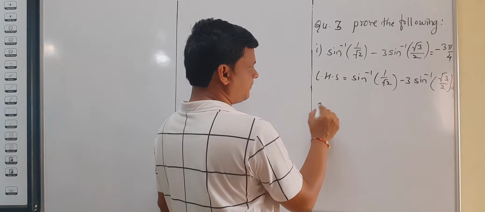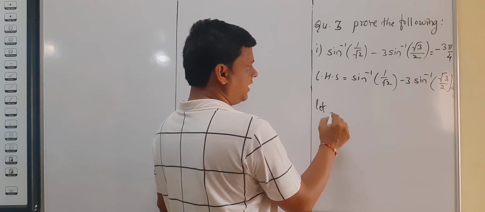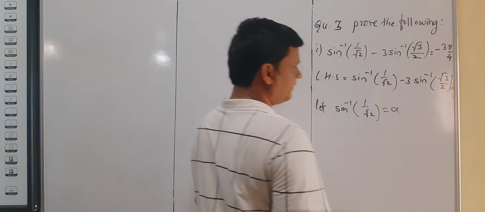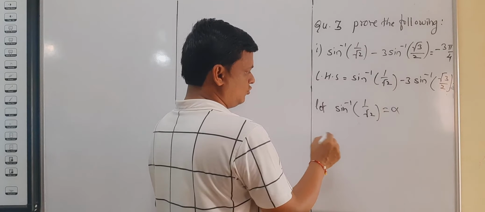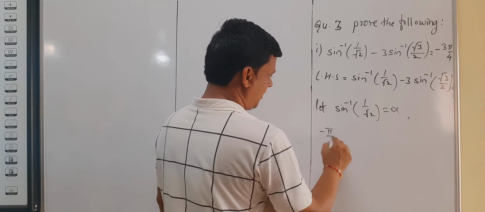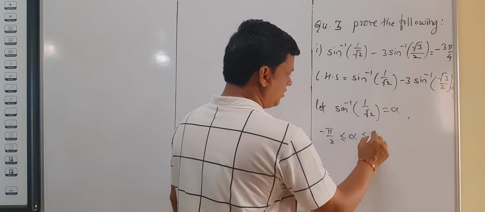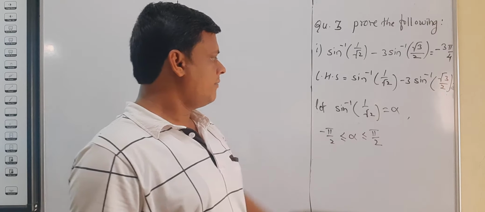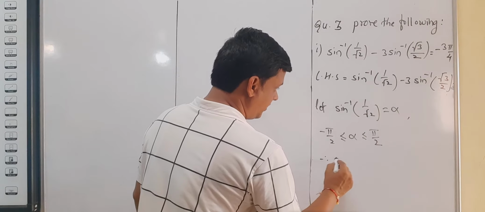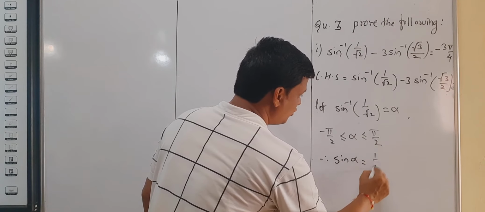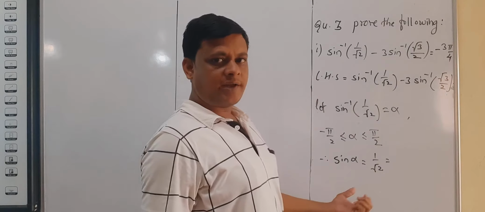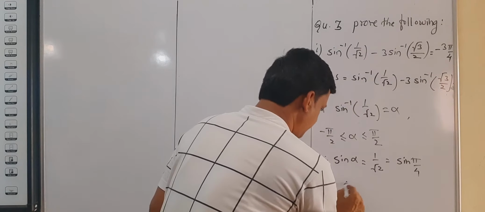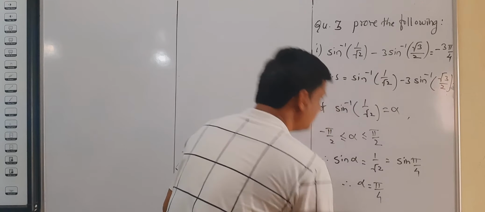Now consider, or let sin inverse of 1 by root 2 be equal to alpha, and this alpha must belong to minus pi by 2 less than or equal to alpha less than or equal to pi by 2, that is, belonging to the closed interval minus pi by 2 to pi by 2. Therefore sin alpha is equal to 1 by root 2. We know that sin 45 is 1 by root 2. So we write here sin pi by 4. Therefore alpha is equal to pi by 4.